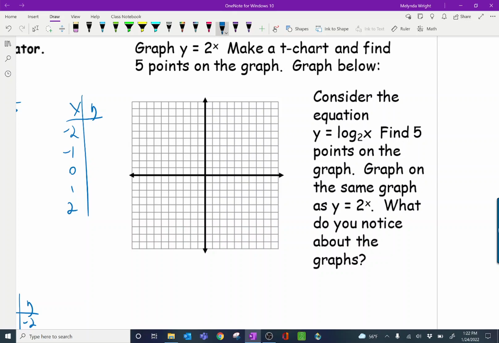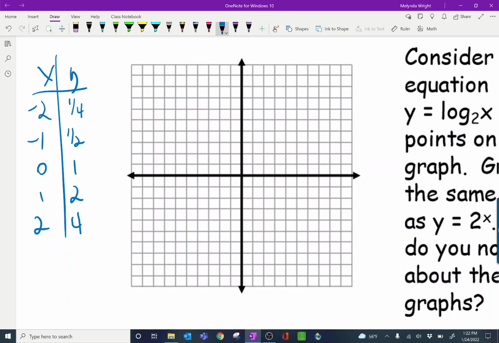So 2 to the -2 is 1/4. 2 to the -1 is 1/2. 2 to the 0 is 1. 2 to the 1 is 2. And 2 squared is 4. Okay, so let's work on this. So I've got -2, 1/4. Let's make this a little bit bigger. -2, 1/4; -1, 1/2; 0, 1; 1, 2; and 2, 4. Okay, so this is what our exponential graph looks like.